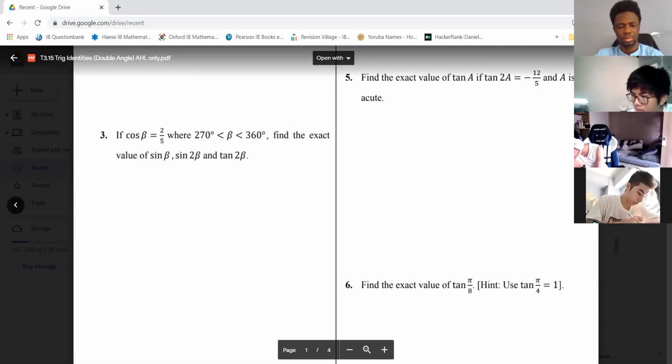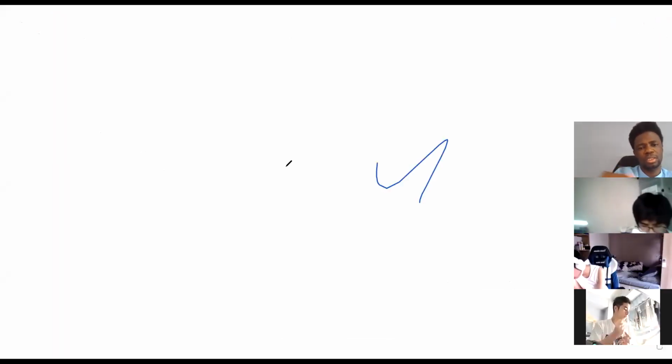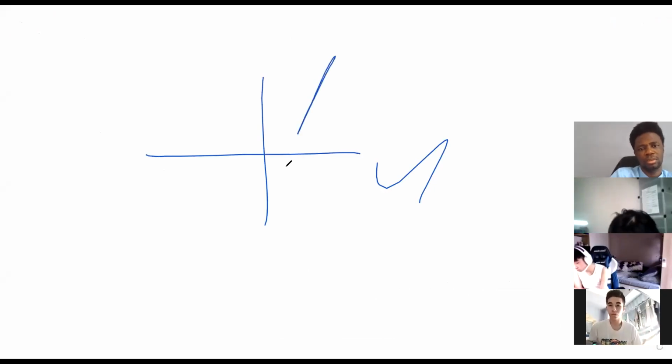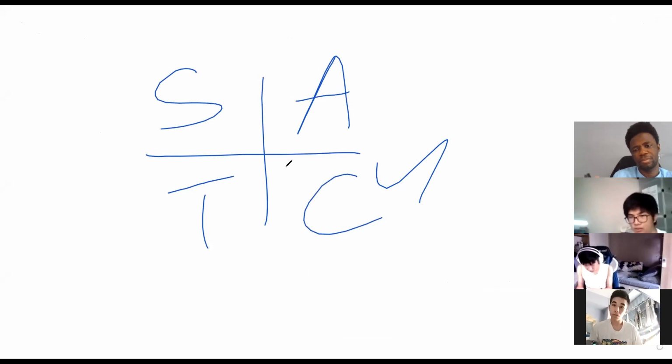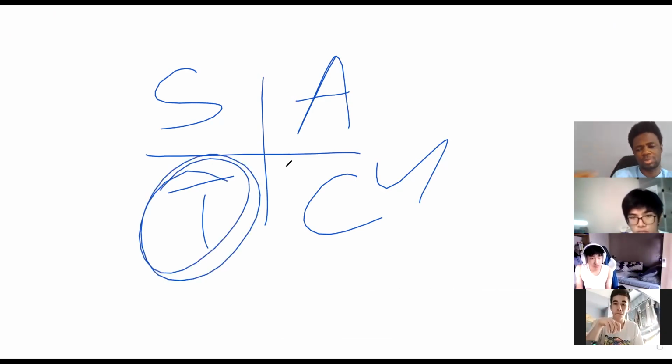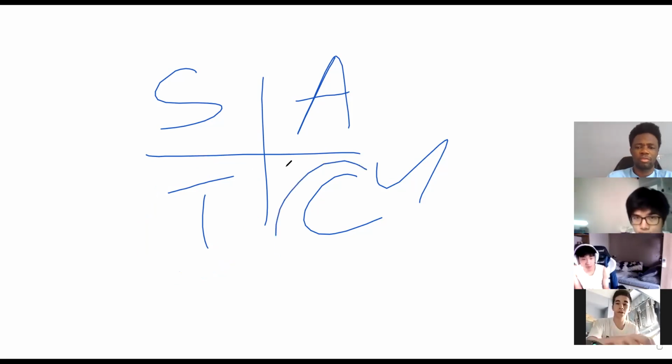Well, wait, shouldn't it be in the fourth quadrant? So we have something like this, right? Remember this? Yes. So your beta is here. Only tan is positive. Then it's the fourth quadrant, no? Oh, fourth, my bad. Yeah, it's the fourth quadrant.